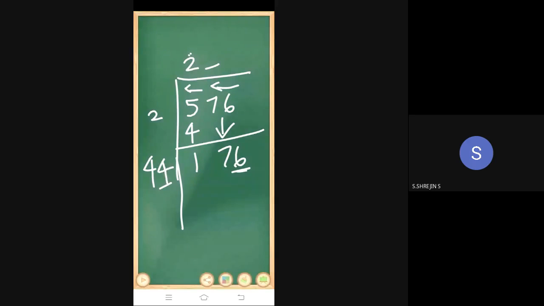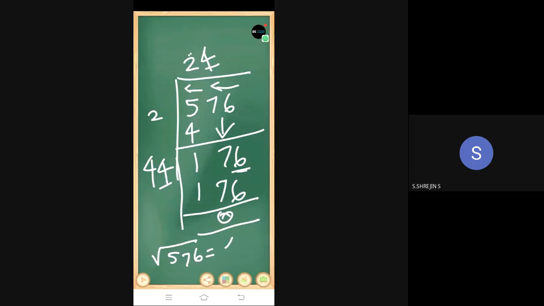What is 44 into 4? Multiply and tell me. Ma'am, 176. Yeah, you got 176. So the square root of 576 is nothing but 24. Children, any doubt in this?